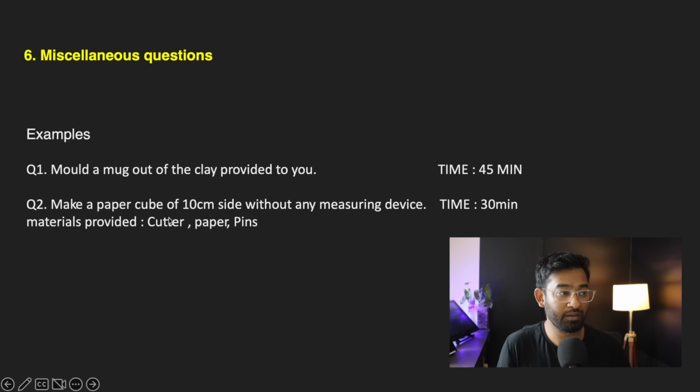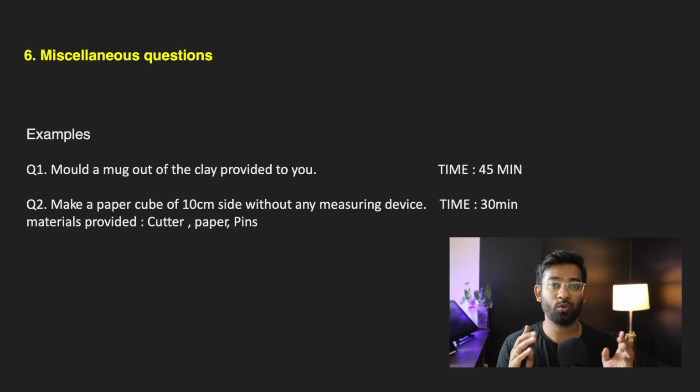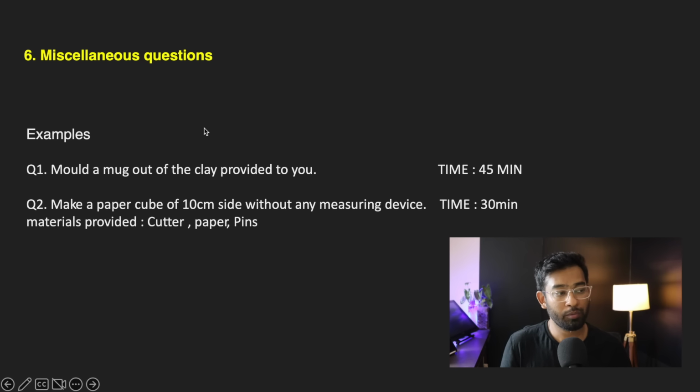Second question is, make a paper cube of 10 centimeter side without any measuring device. Materials provided are cutter, paper and pins. So basically they want to see your ability to understand dimension, how observant you are, how sensitive you are to the dimensions. So probably that's what they want to see in these type of questions. I hope these type of questions will help you. I hope these type of questions will come in the exam.